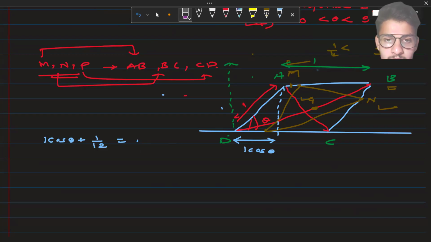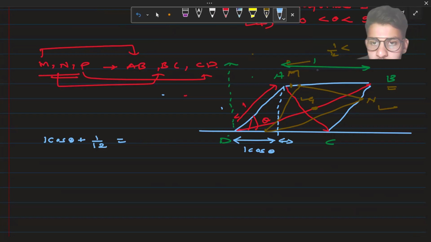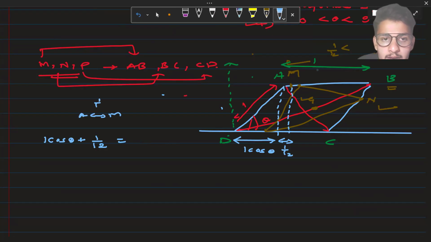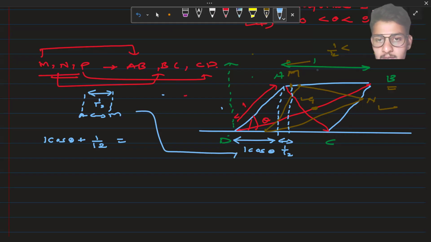Any doubt in it? We've previously seen that M is 1/12 of AB, meaning its length is 1/12. So this much length will be 1/12. So we will get the M. A and M are 1/12 apart. M coordinates are these.